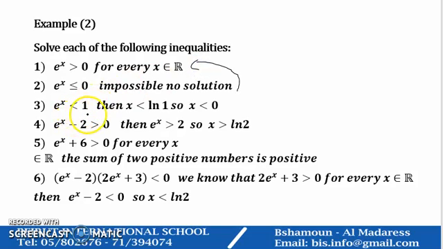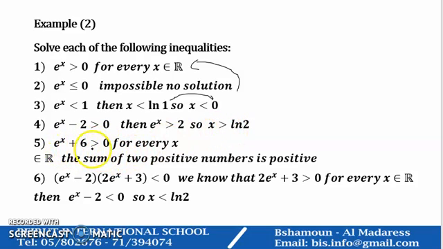Now, e^x is strictly less than 1, then I can deduce that x is less than ln 1, and ln 1 equals what? Equals 0. Then in this case, x is less than 0. e^x minus 2 greater than 0, then e^x greater than 2, so x is greater than ln 2.